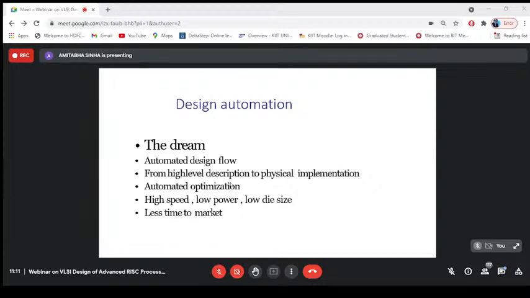Less time to market is possible if the entire design process can be completed in a less amount of time. Because today's world, especially after globalization, is very, very competitive. So all the companies will try to come to the market very, very fast. And for that, we have to take the help of design automation tools, which will help to design in a shorter time. That's very important.